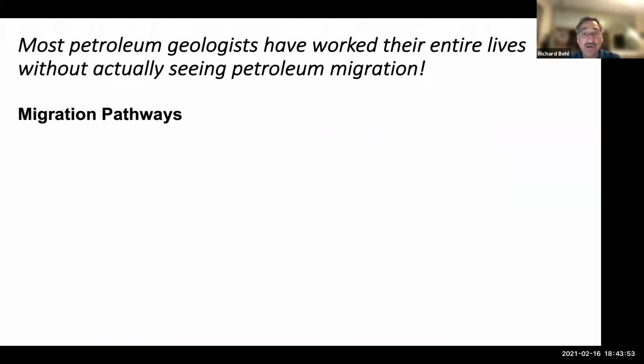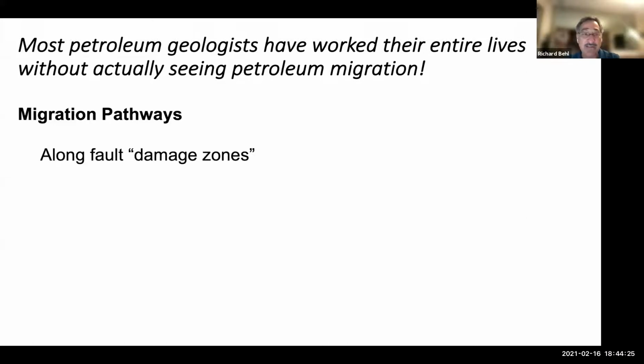So most petroleum geologists, around the world, no matter how experienced they are and how much work they've done, have looked at reservoir rocks, they've looked at seal rocks, but most of them have worked their entire lives without ever actually seeing petroleum migration, that important process. And so when we do take people from around the country and around the world out here to California, they're seeing something that they really cannot see very many other places in the world.